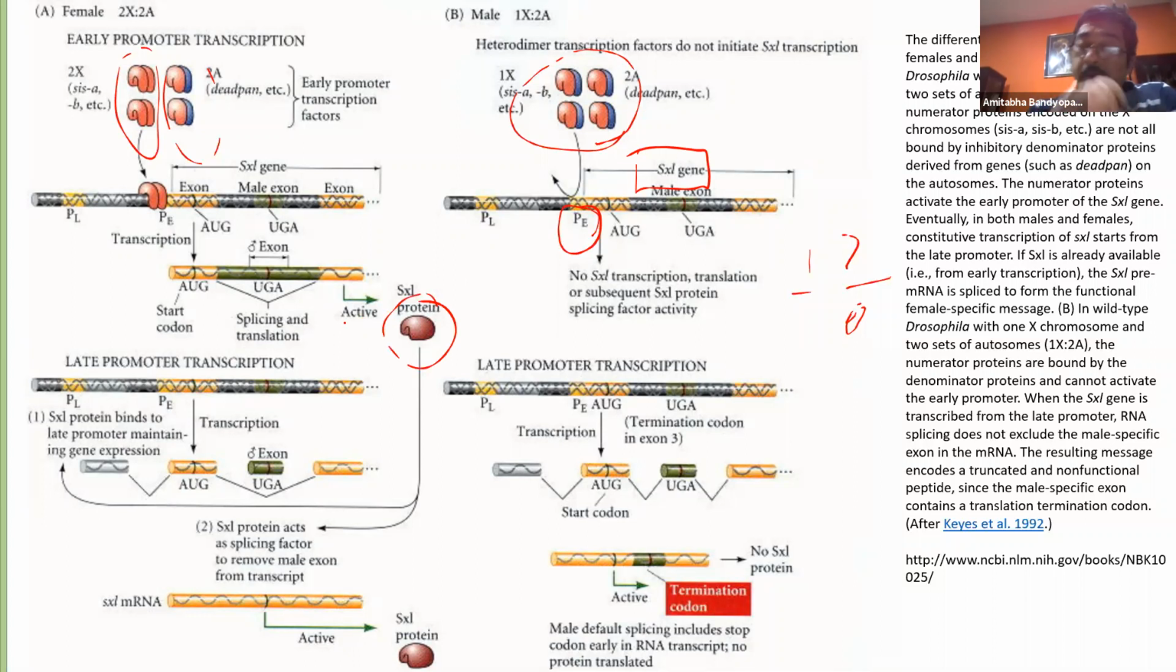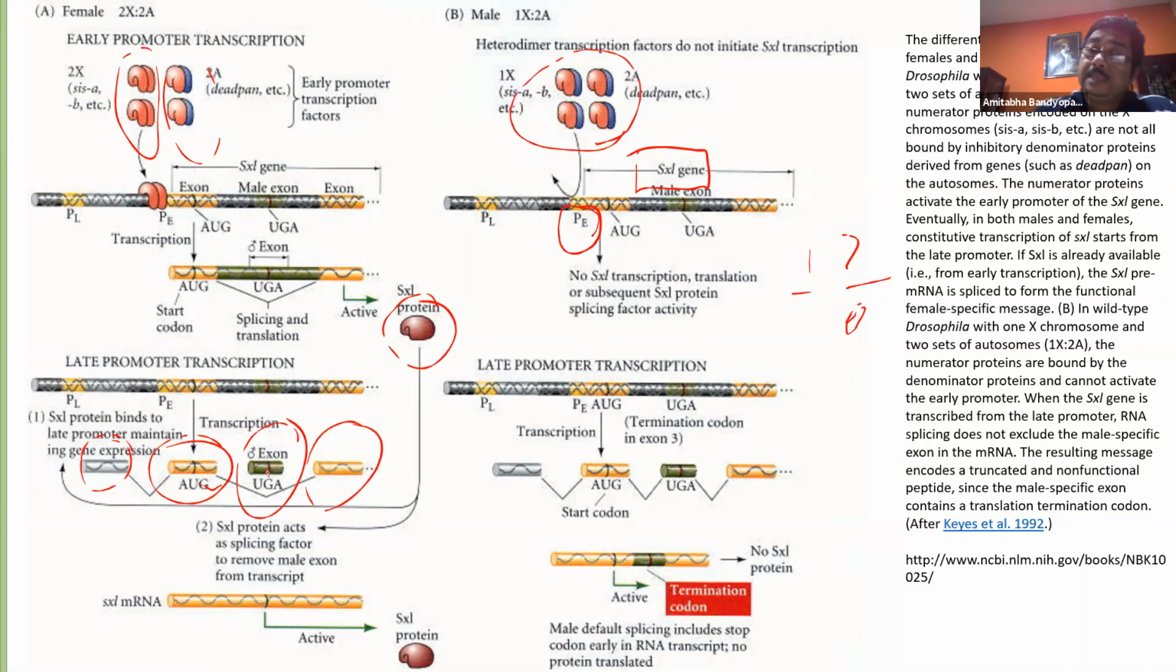This part is spliced out, and this is produced. Now, irrespective of the sex or this ratio, the late promoter is recognized both in males and in females. If it is transcribed from the late promoter, then this exon, which has the start codon within it, and these exons are produced. Please note that this exon has an in-frame stop codon, in-frame with the leading frame.